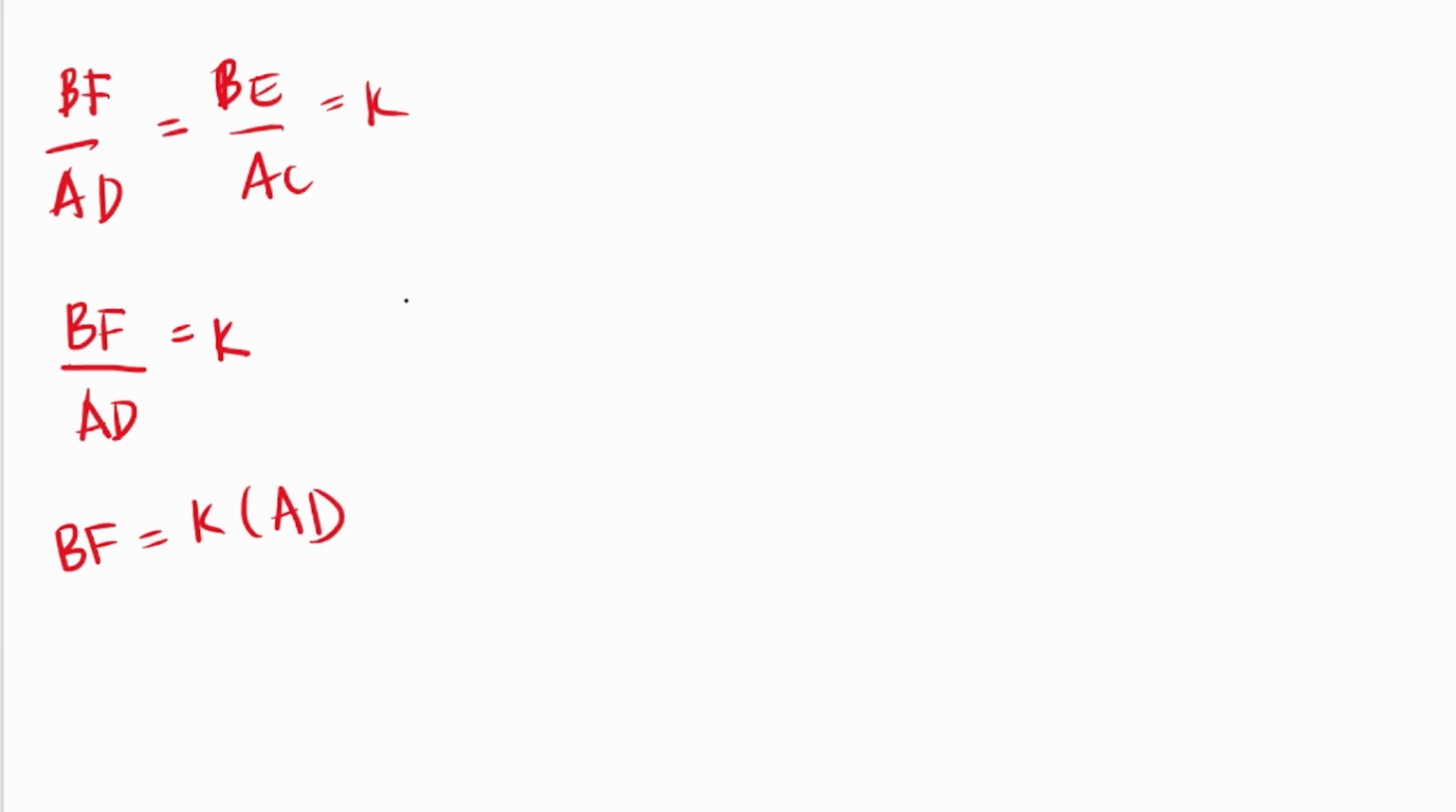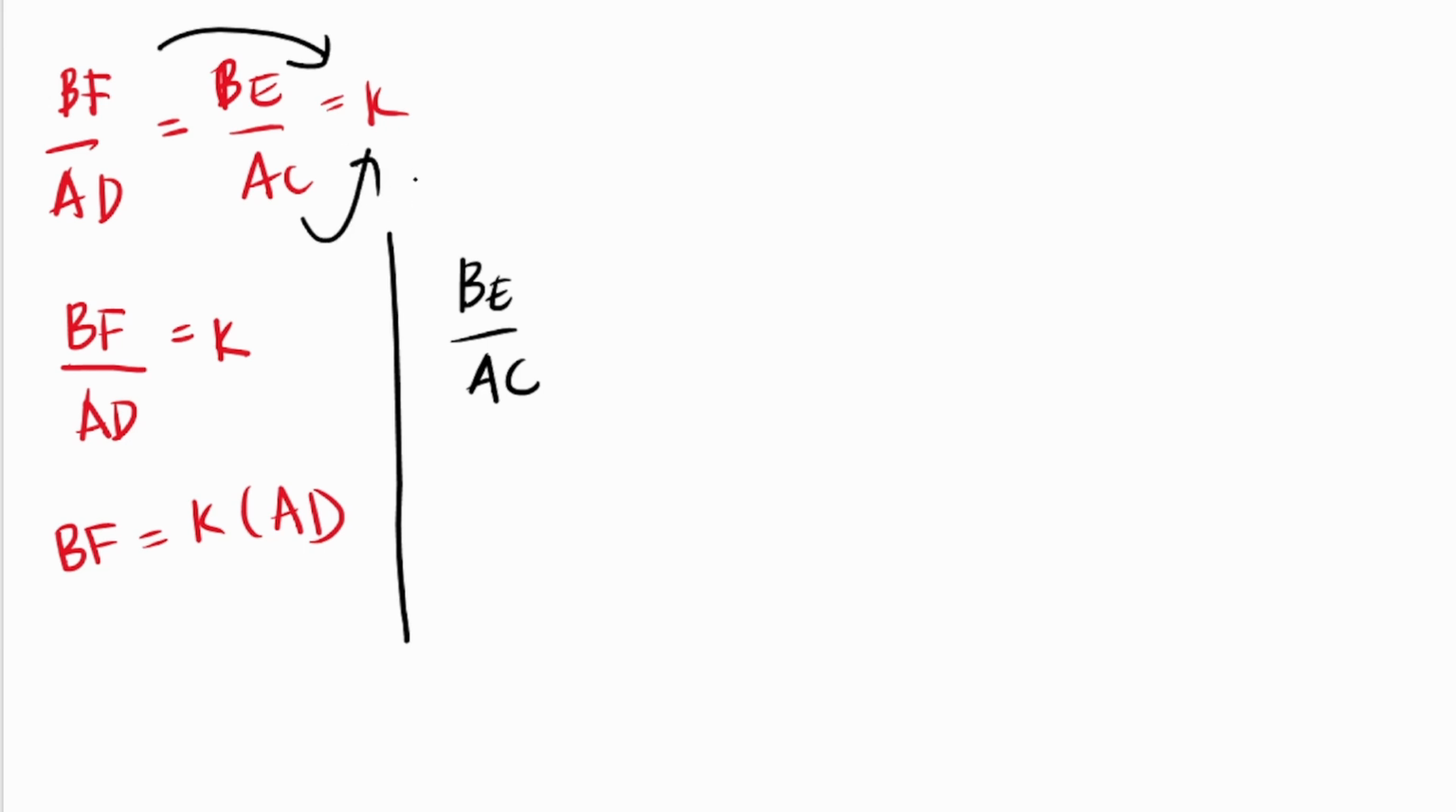The same applies for BE by AC. If you're wondering how to see, I've already written BF divided by AD equals BE divided by AC equal to K, right? So obviously this has got to be equal to K and this is also got to be equal to K. I just wrote it separately, that's it. BE by AC equal to K, so BE equals K into AC.